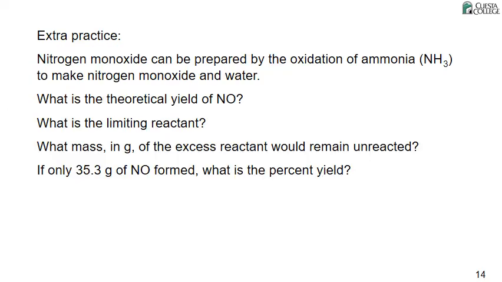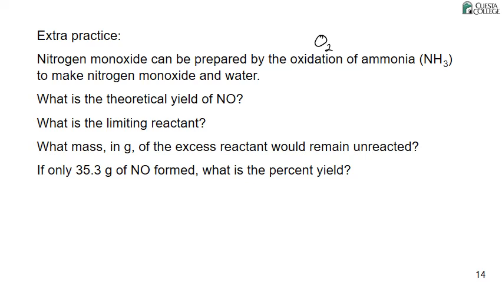Here's another practice problem. This one asks about nitrogen monoxide being prepared by oxidation of ammonia to make nitrogen monoxide and water. In order to oxidize ammonia, one needs another reactant. In order to oxidize something, O2 is often used. And so O2 is the other reactant in this particular reaction.